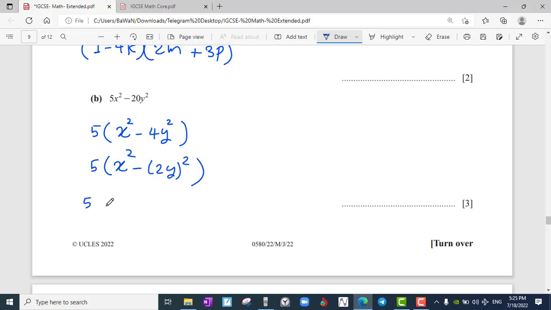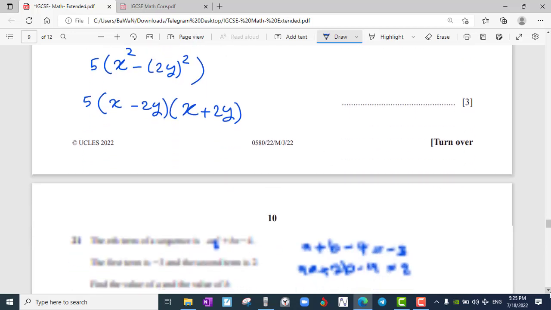I just do this. The 5 stays. I write the 2 terms, once with minus, once with plus: x minus 2y, x plus 2y. Now I have 3 terms, and between the terms is only multiplication, nothing else. It's completely factorized.